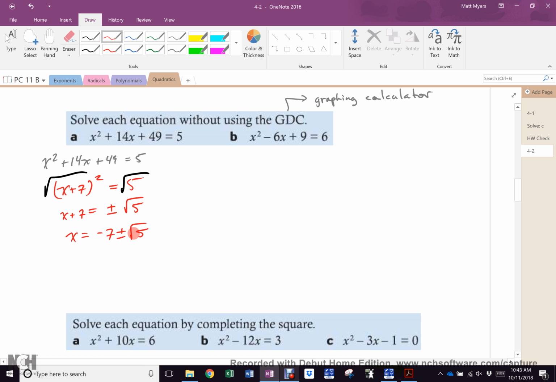Now, is this a real life number? Could I go to Home Depot and say I need negative 7 plus or minus the square root of 5 feet of lumber? No. But in math class, it's done, because the root of 5 is irrational and doesn't end, right? Everybody cool? All right.